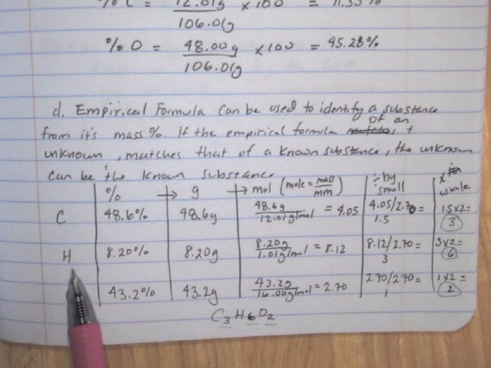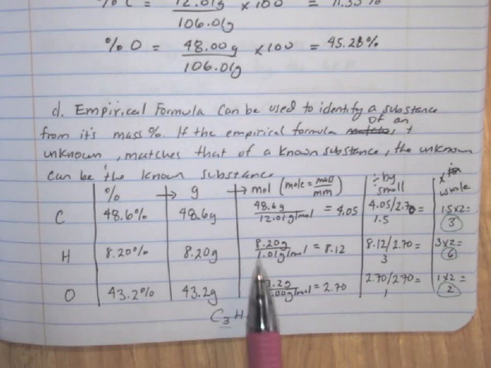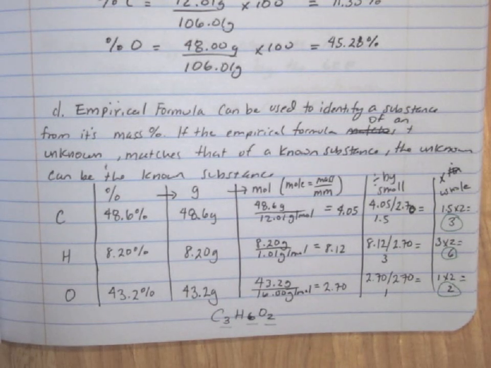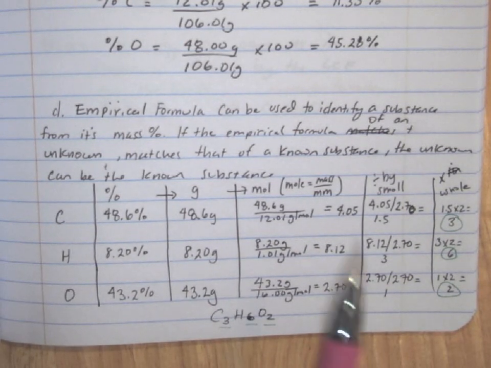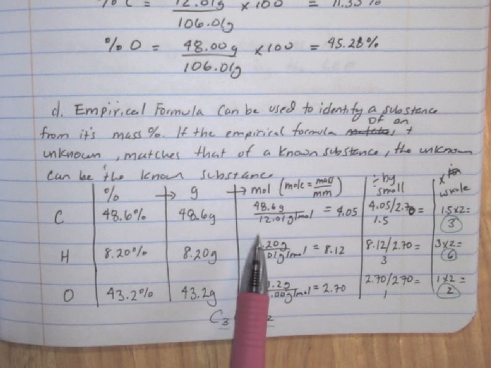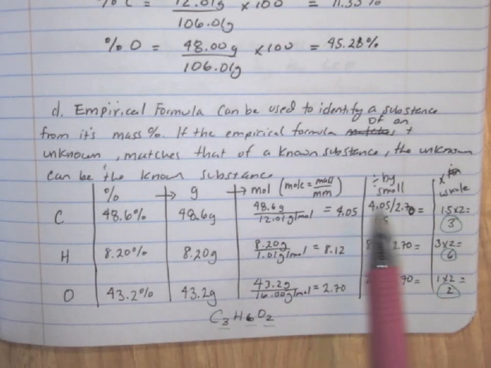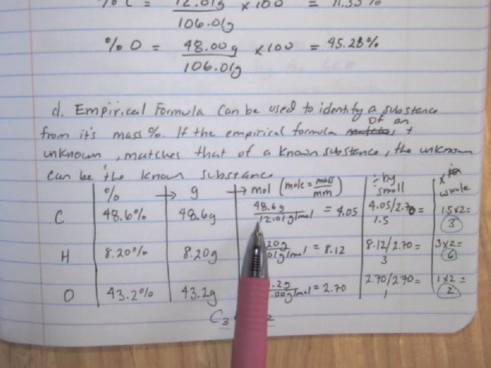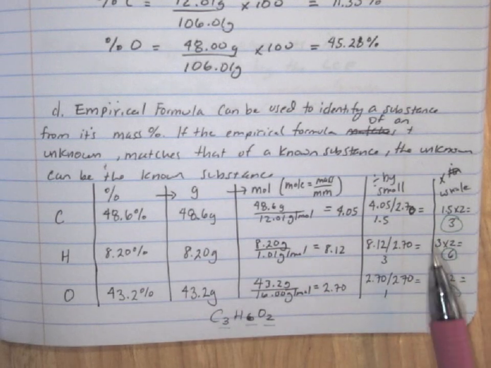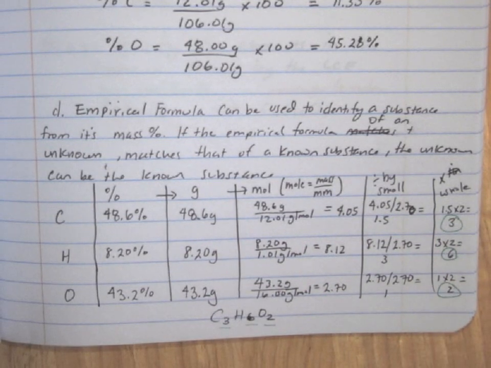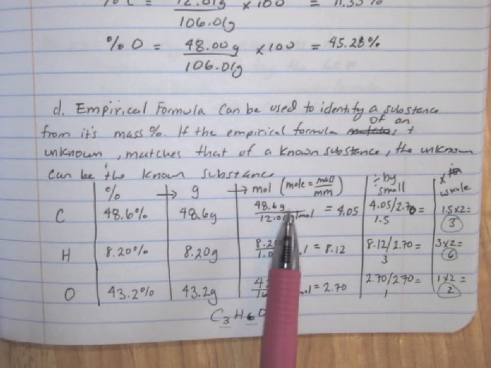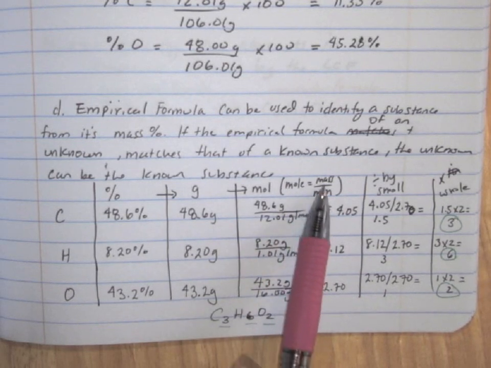Next part is to figure out the moles for each element. So how many moles of carbon, hydrogen, and oxygen, because remember, the chemical formula is a molar ratio, right? To get the moles of carbon, we would take our mass and divide it by the molar mass if you're using the equation. You can also set this up as dimensional analysis if you want. So remember, moles equals mass over molar mass if you're using the equation.